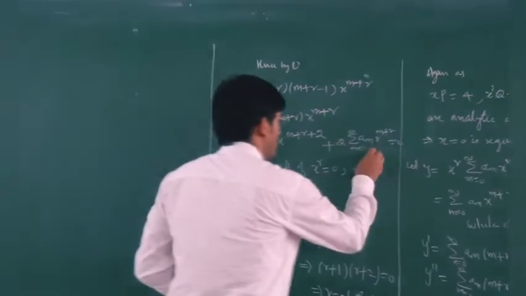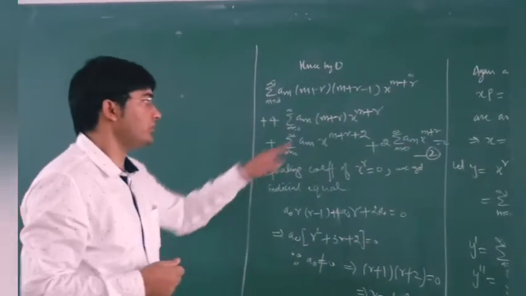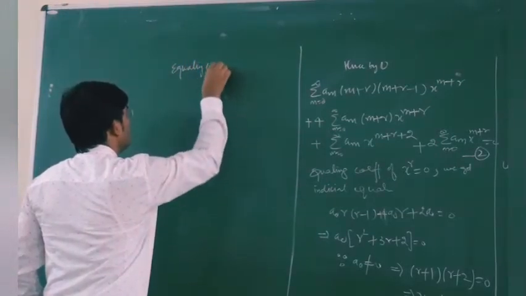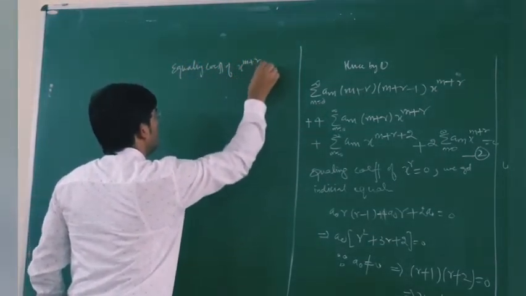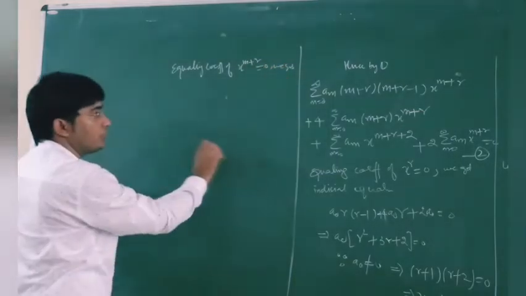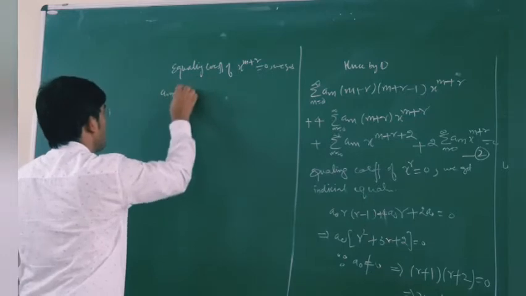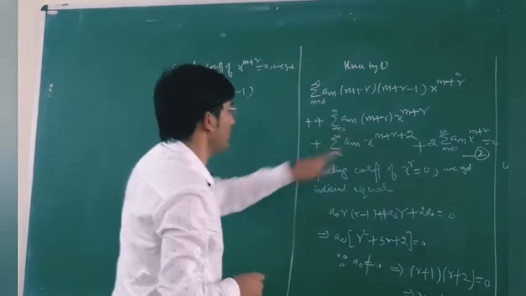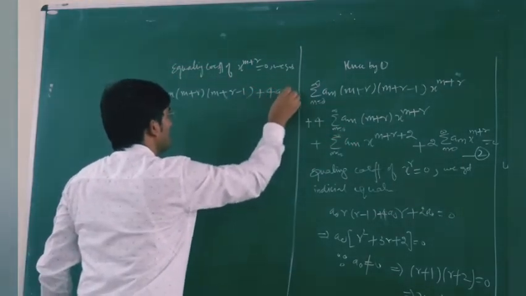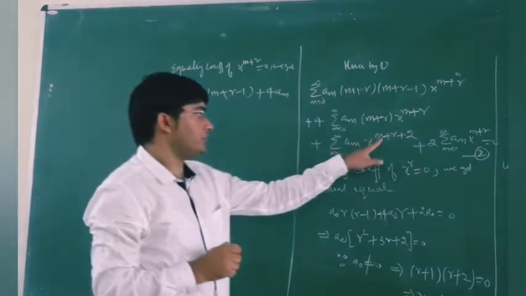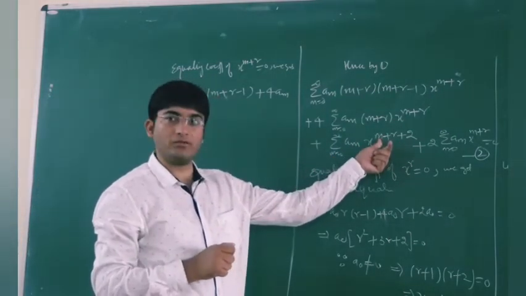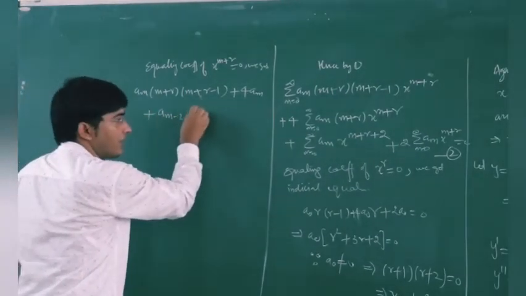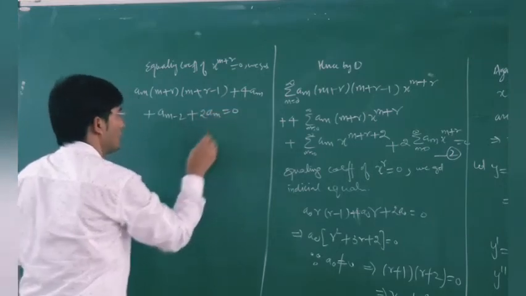Now let us equate the coefficient of x power m plus r equal to 0 in equation number 2. Equating the coefficient of x power m plus r equal to 0, we get, so the first term is am into m plus r into m plus r minus 1, then we have 4 times am. Now for the third term, as we have the power m plus r plus 2, we will replace our m by m minus 2. So if we replace m by m minus 2, then we will get am minus 2, and then we will have 2 times am equal to 0.